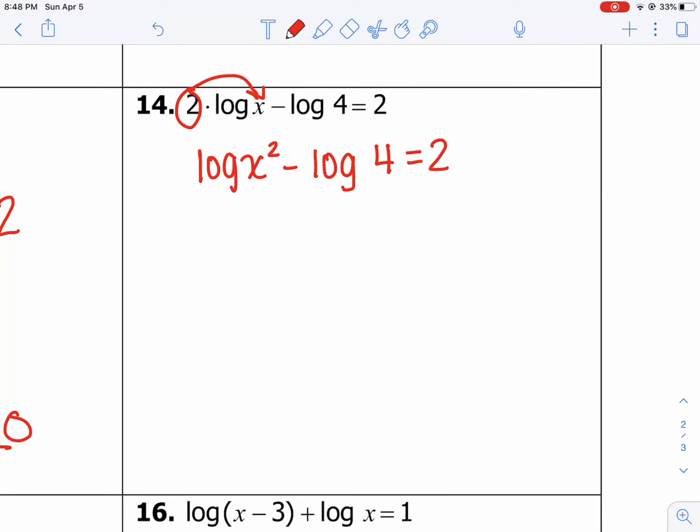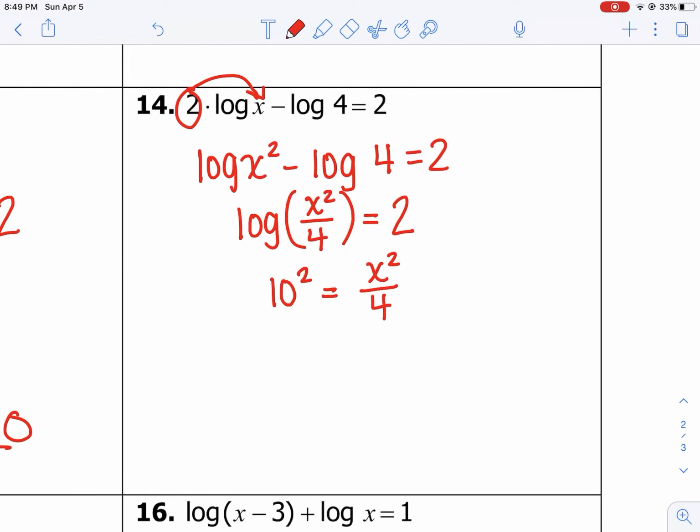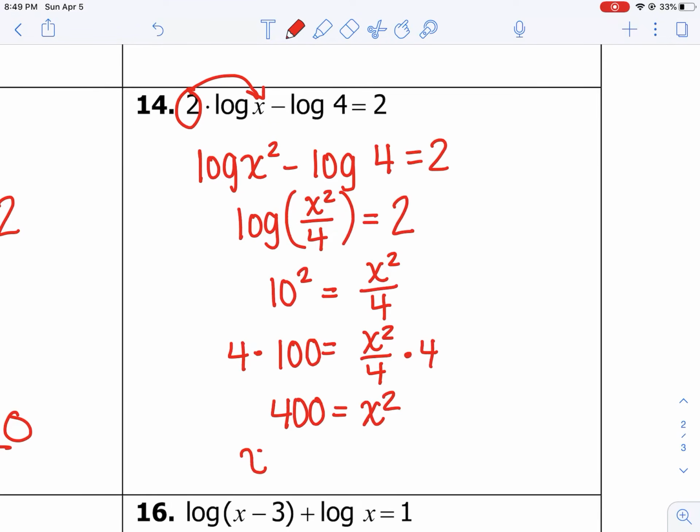I'm subtracting. When you're subtracting and you have the same base, you divide. So this is going to be log x squared over 4 equals 2. I'm going to go ahead and rewrite this. So this is going to become 10 squared equals x squared over 4. 10 squared is 100 equals x squared over 4. I'm going to get rid of this divided by 4 by multiplying by 4 on both sides. So I have 400 equals x squared, and I'm going to subtract the 400 over. So x squared minus 400 equals 0.